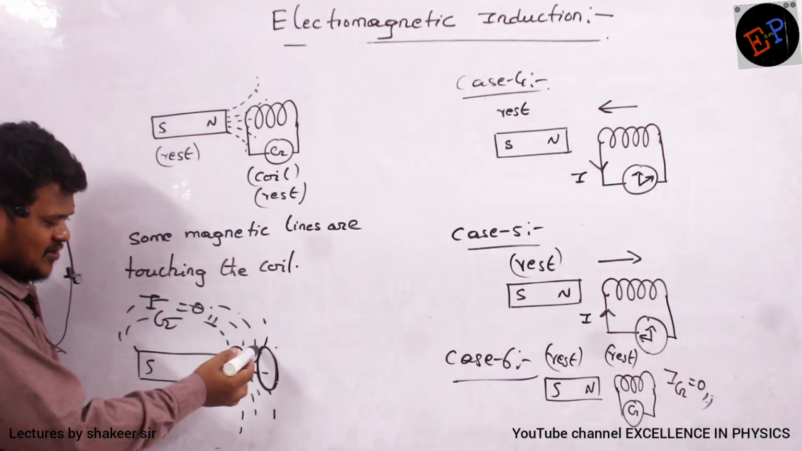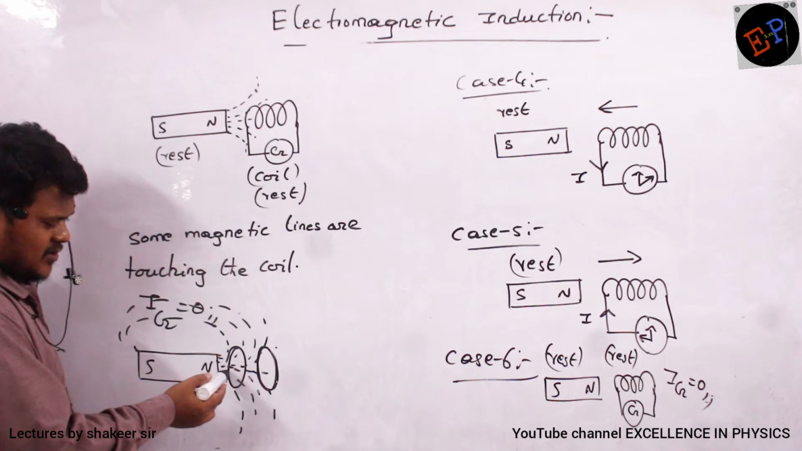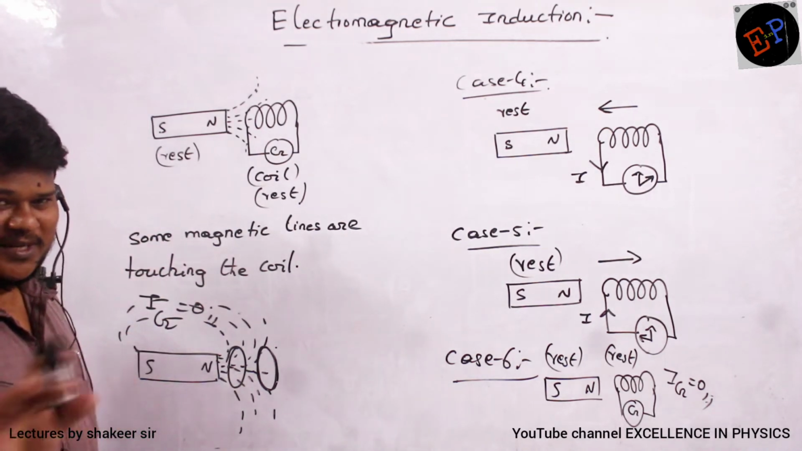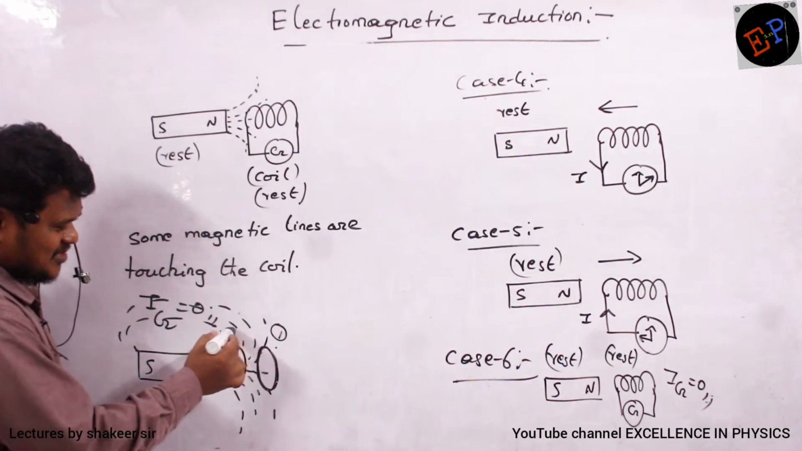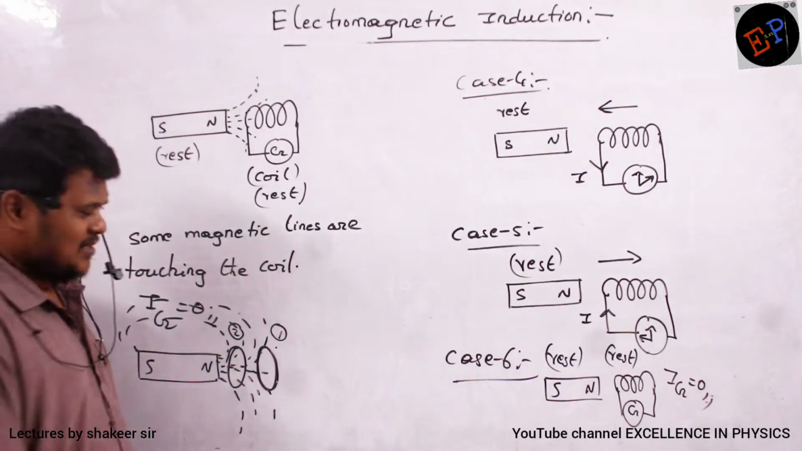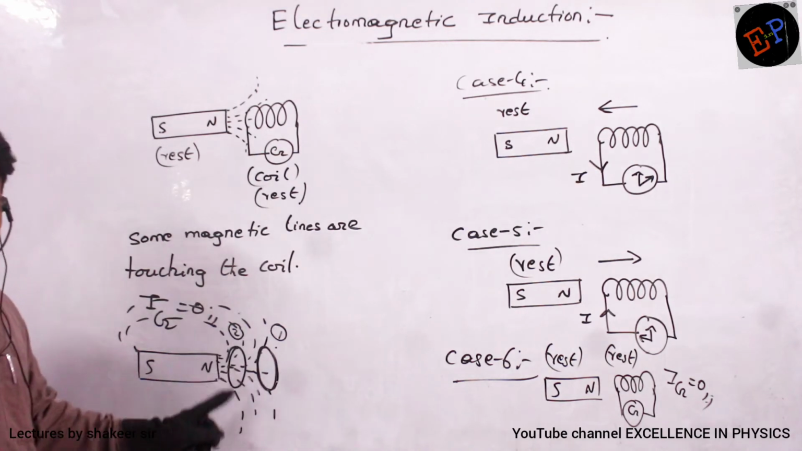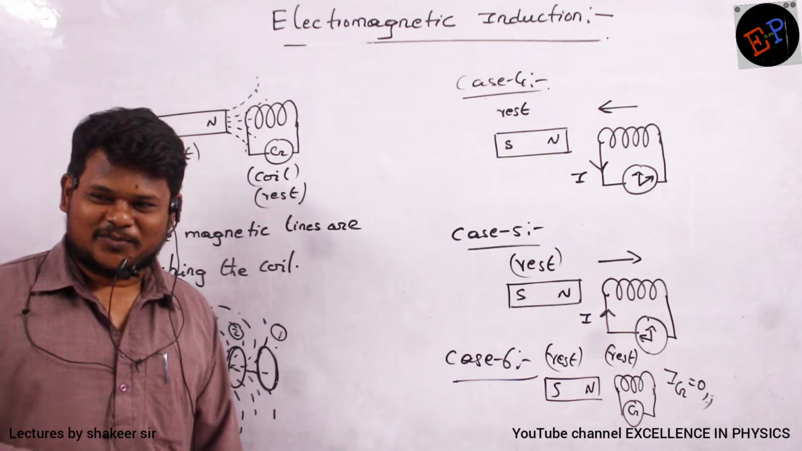Initially I am placing the coil far away and I am checking the current. Then I am placing the coil very close. Then I am checking the current. I am not studying movement. I am studying position. First position, second position. In which condition will current be produced? We are not discussing movement. I am discussing only the first position and second position. In which position will current be produced, or will it be produced in both conditions?